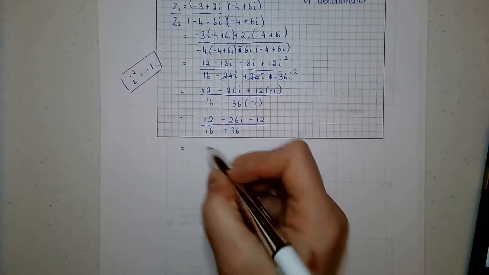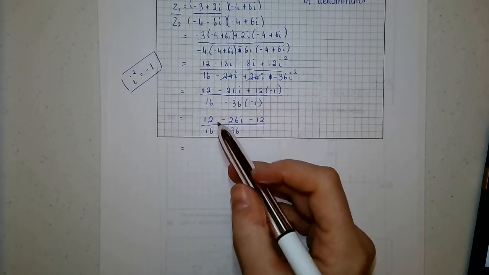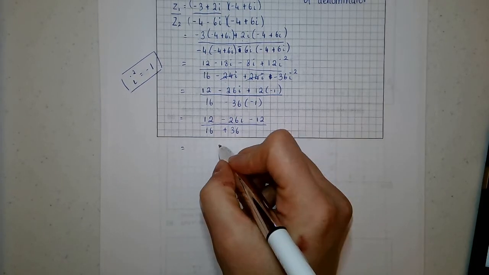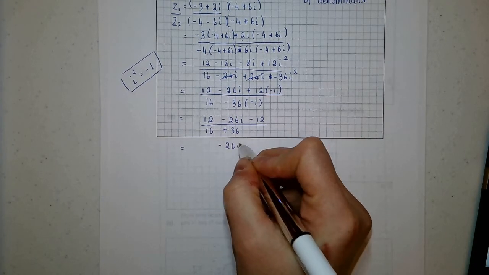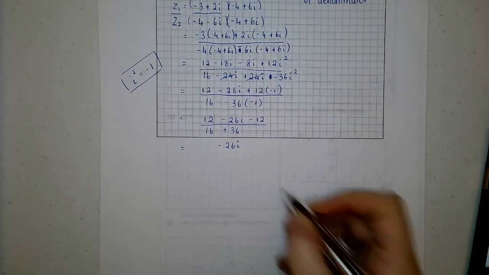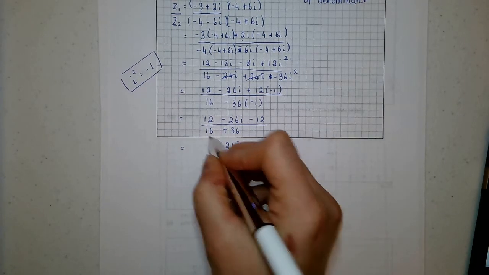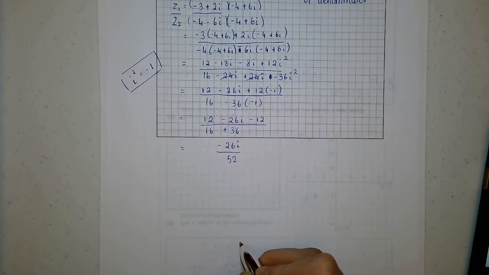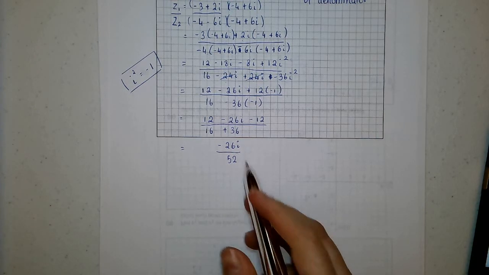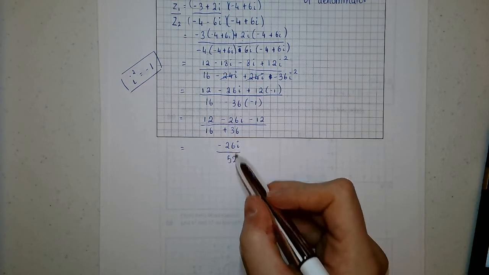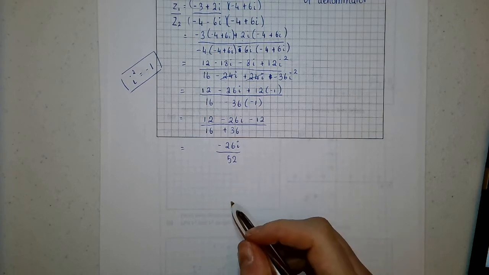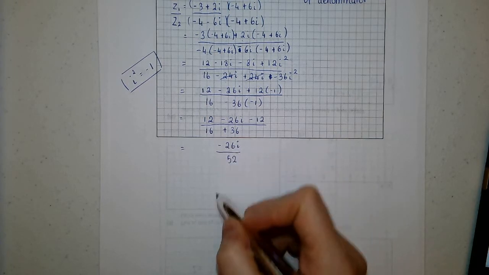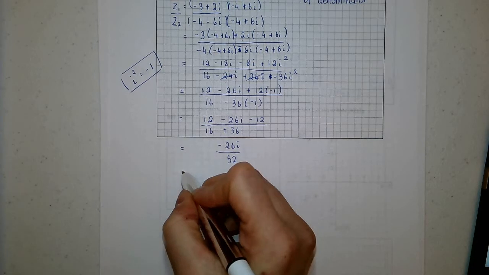We're still going to keep going and adding our like terms together. 12 minus 12 is 0, so all we have on top is minus 26i, and that is over 16 plus 36, which is 52. Now at this point, as you can see, 26 goes into 52 twice, so this fraction can be simplified to minus a half.